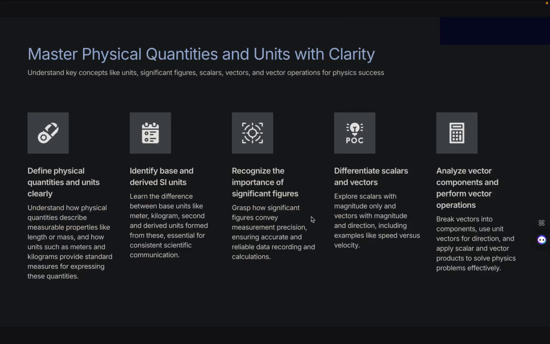Next, recognize the importance of significant figures, to grasp how significant figures convey measurement precision and ensure accurate and reliable data recording and calculations. Next, differentiate scalars and vectors, to explore scalars as magnitude only, and vectors as magnitude and direction, including examples like speed versus velocity. And lastly, we need to learn how to analyze vector components and perform vector operations. So we're going to break vectors into components, use unit vectors for direction, and apply scalar and vector products to solve physics problems effectively.